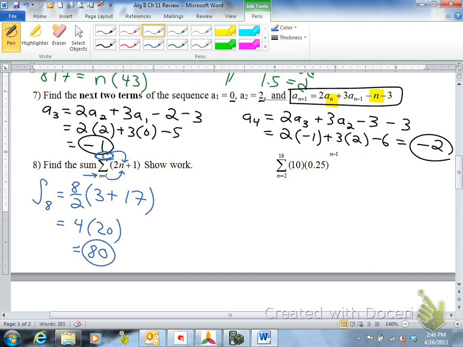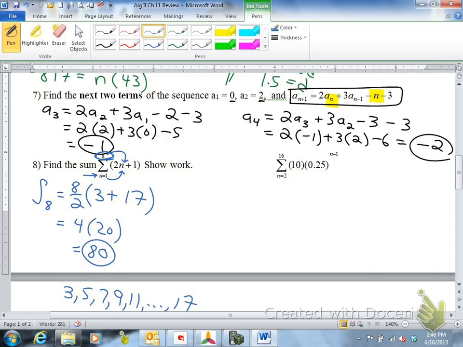You could just write out the terms. If you don't want to use the formula, you could say the first term is 3, and then 5, then 7, then 9, then 11, and keep going until you get to the 8th term, which is 17. And then you just add them if you want to avoid the formula.